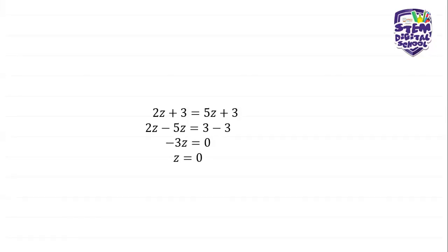How do you get rid of the -3? You simply divide. So remember all the time that whatever you do on the left-hand side should be done also on the right-hand side. So if you divide -3z by -3, you'll be left with z. And if you divide 0 by -3, you get 0. So z is equal to 0.